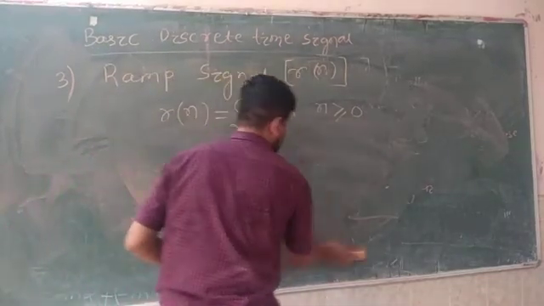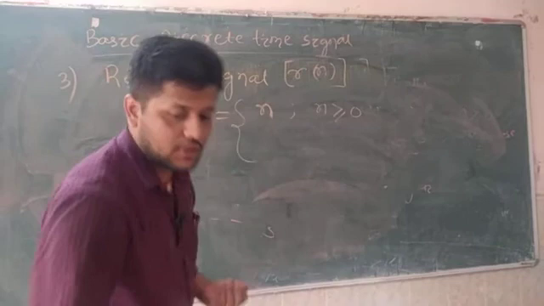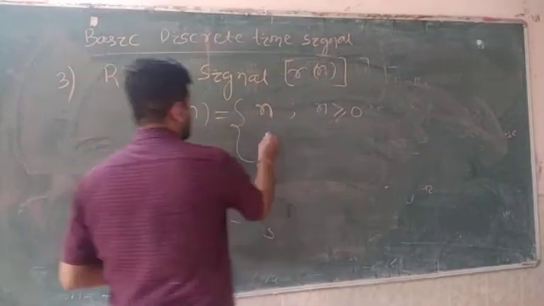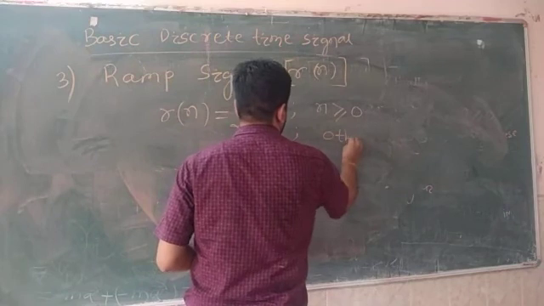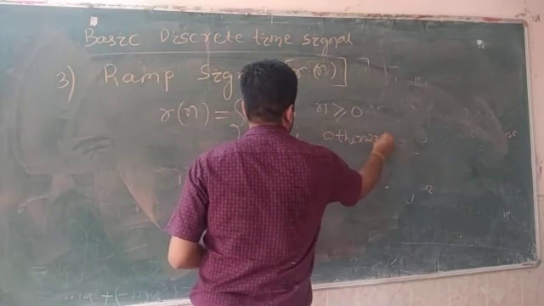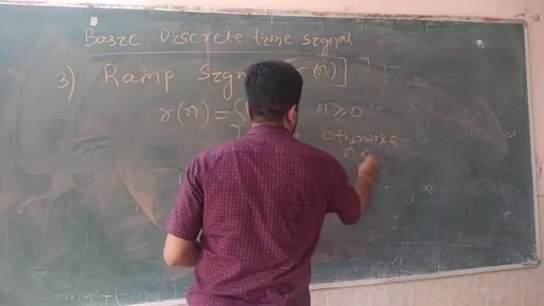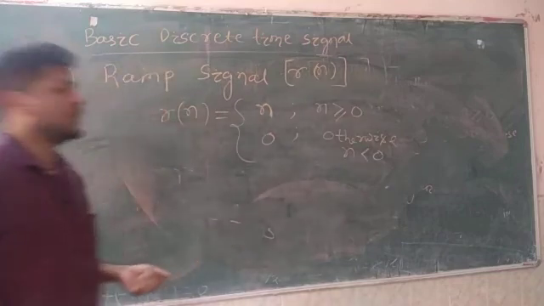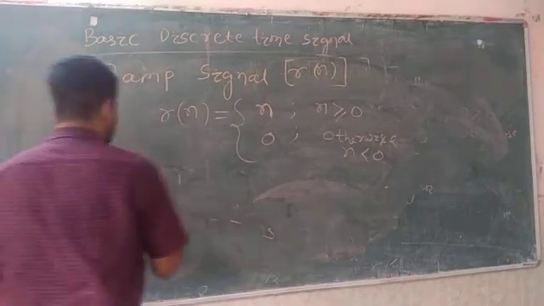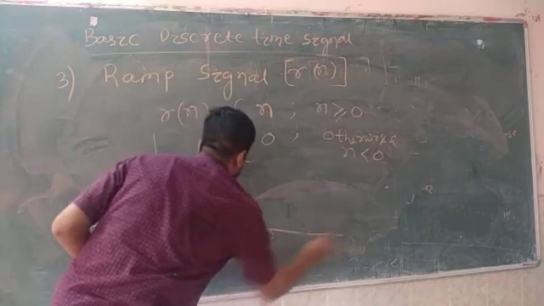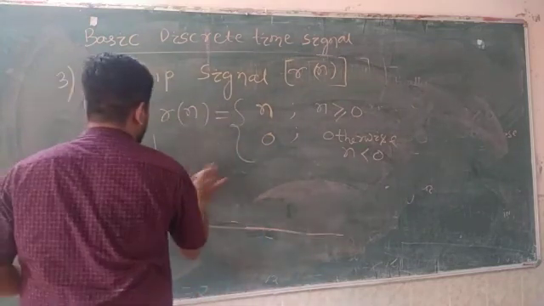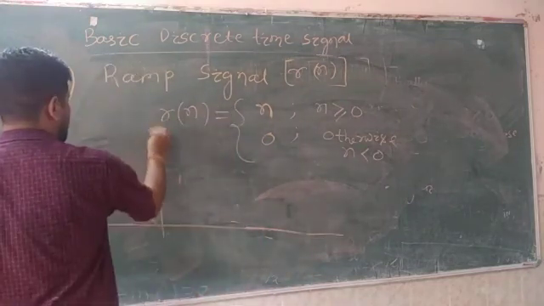So this will be equal to 0 otherwise, that is n less than 0. So for n less than 0, this value will be 0. So how will it look if I plot this graphically?